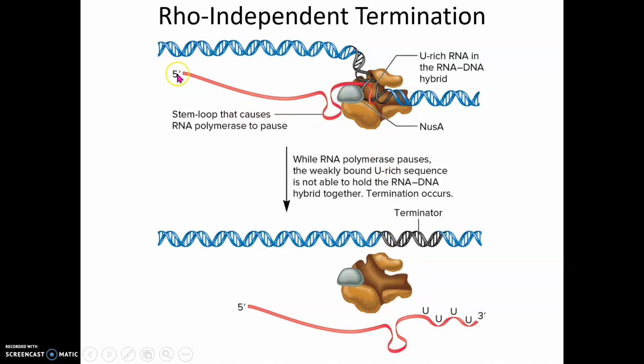So what happens here is polymerase goes along, gets to an area where it's transcribing these uracils. This is making for an unstable bond, okay? So because this hybrid here is unstable, and we have a stem loop, and again, we're going to pause. NusA is a protein on polymerase that promotes it to pause at the stem loop. And when it pauses at the stem loop, it's like everything just falls apart.